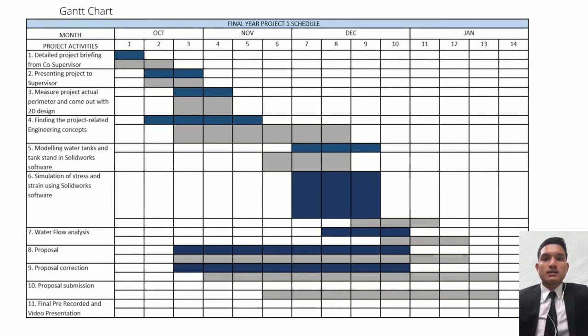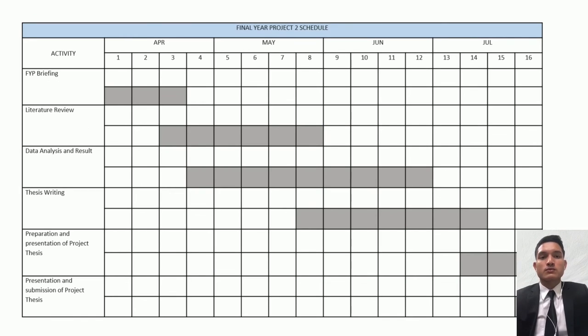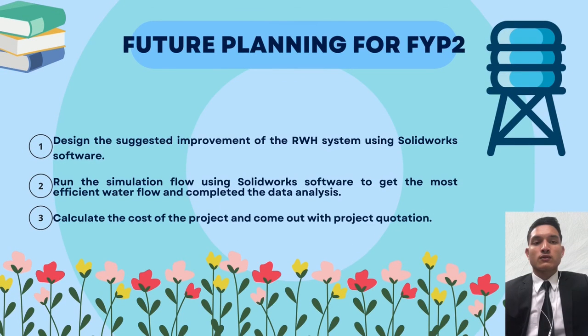Next, we will go to the Gantt chart. For the Gantt chart, this covers my FYP1 and FYP2 schedule. There are project activities and also the months here, which is to track our progress during the completion of our FYP. And in this slide here is the expected duration for me to complete all the activities in my FYP2. Next, we go to our future planning for final year project 2 in semester 8.